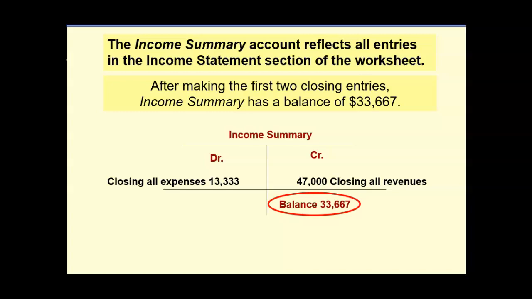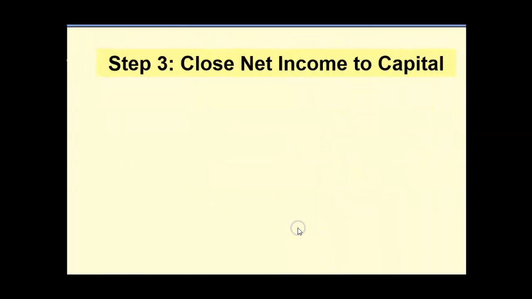What do you think? I'm waiting. You are correct. This shows the net income that was earned for the current accounting period. The 47,000 showed total revenue. The 13,000 showed total expenses. Therefore, we've earned net income of $33,667. Now, the income summary account has to be closed, given a zero balance.